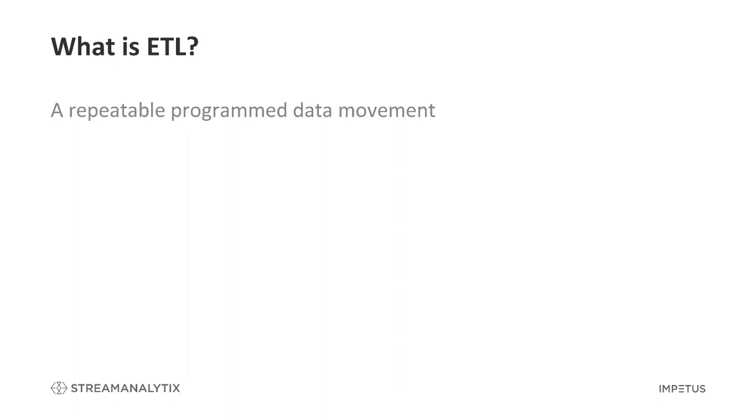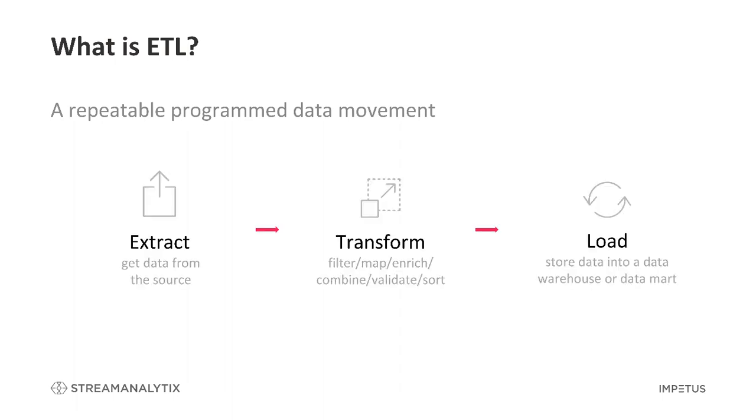Now let's look at the different phases of ETL. There are 3 phases in a typical ETL process: extract, transform, and load. The extraction phase involves reading data from disparate sources such as databases and file systems. It also involves reading data in different formats like CSV, JSON, etc.